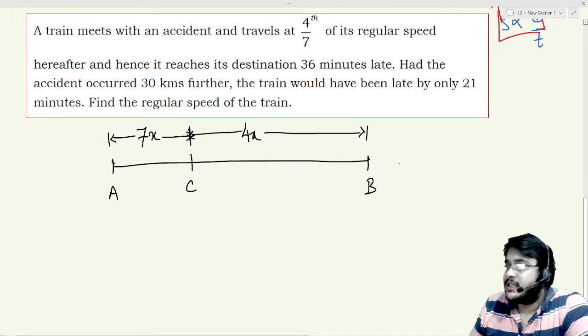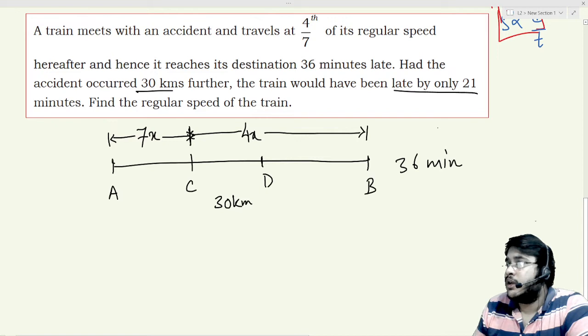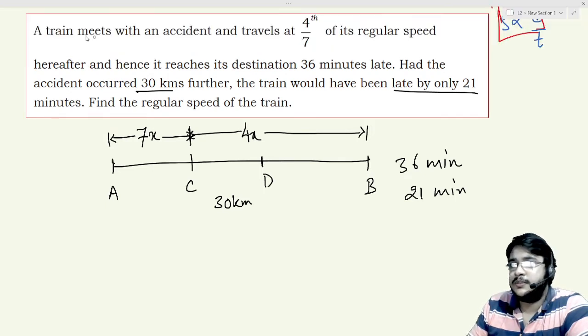Now in the first case it is 36 minutes late. What they are saying is that instead of C, if the accident would have happened suppose at D, which is at a distance of 30 kilometers, the train would have been late by only 21 minutes. 21 minutes. Okay, so let me change the color.